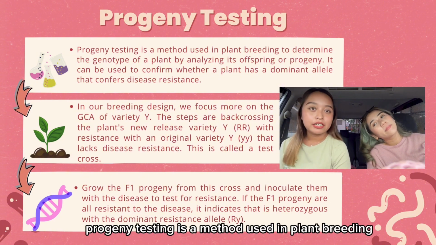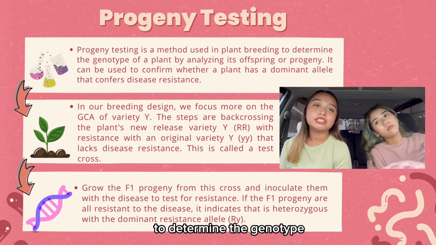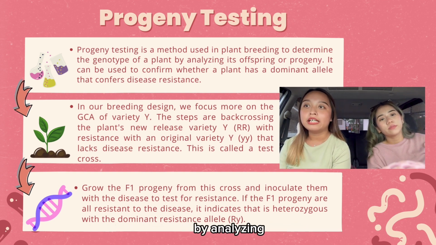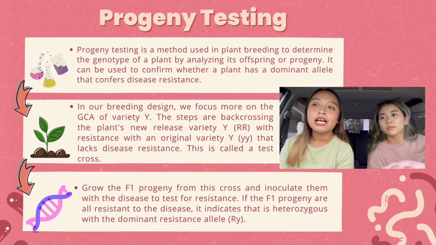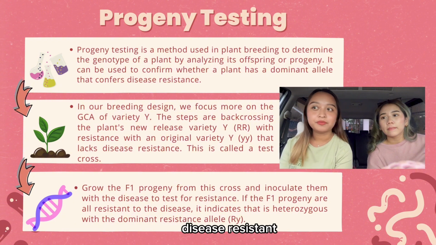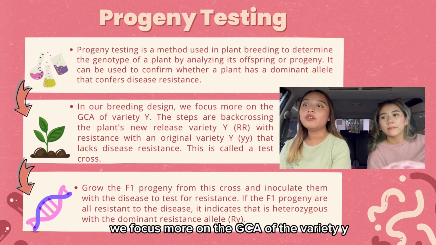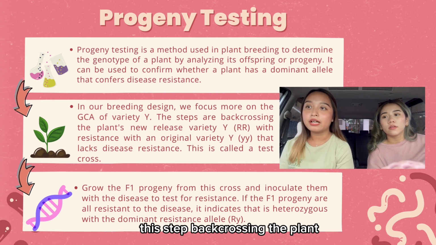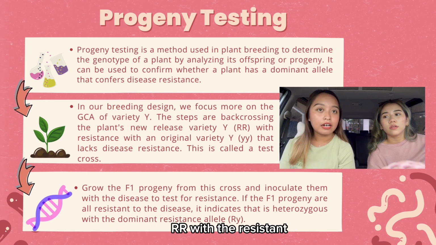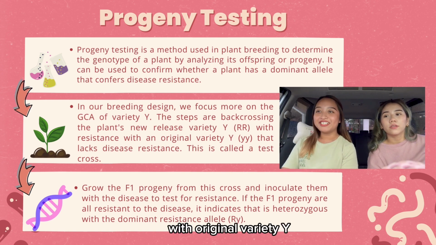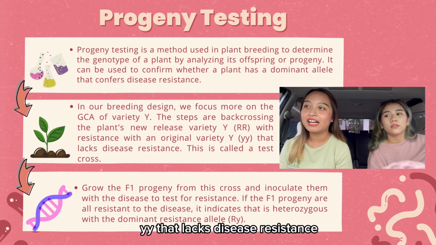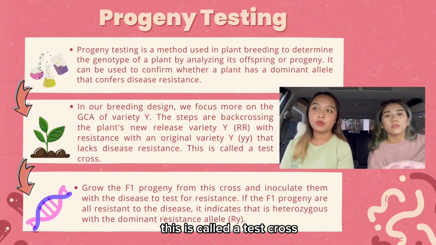Progeny testing is a method used in plant breeding to determine the genotype of a plant by analyzing its offspring, or progeny. It can be used to confirm whether a plant has a dominant allele that confers disease resistance. In our breeding design, we focus more on the GCA of variety Y. The steps are crossing the new release variety Y, RR, with the original variety Y, YY, that lacks disease resistance. This is called a test cross.